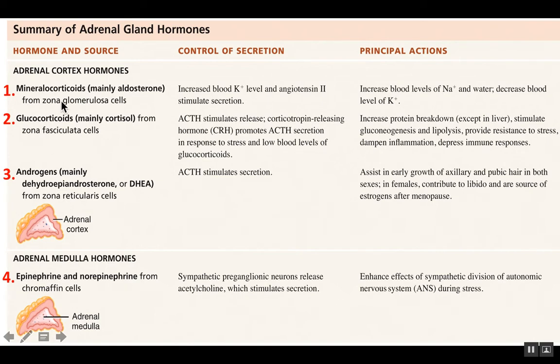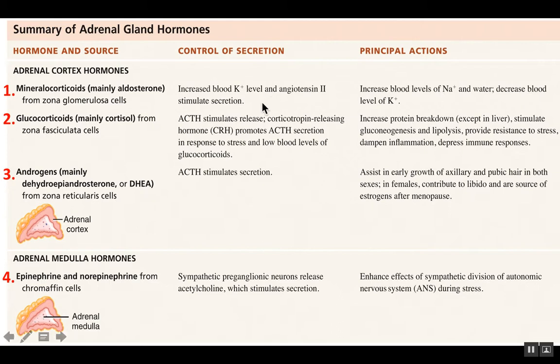Let's look at the first class of hormones known as mineral corticoids. That word tells you two things. One, it has something to do with minerals. Two, corticoid comes from the fact that these hormones are produced from the adrenal cortex. The main mineral corticoid is called aldosterone. Aldosterone is a steroid hormone, therefore it's lipid soluble.